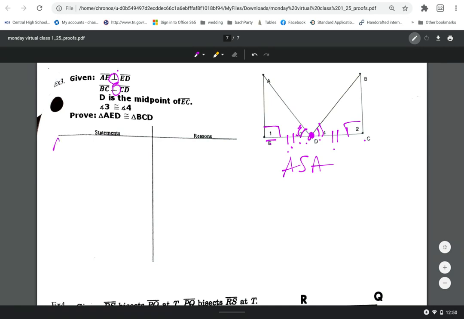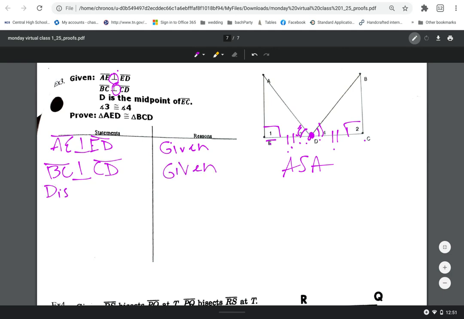Okay, so let's put our givens in there first. So AE is perpendicular to ED. How do we know? Given. BC is perpendicular to CD. How do I know? Given. D is the midpoint of EC. How do I know? Given. And angle 3 is congruent to angle 4. How do I know? Given.